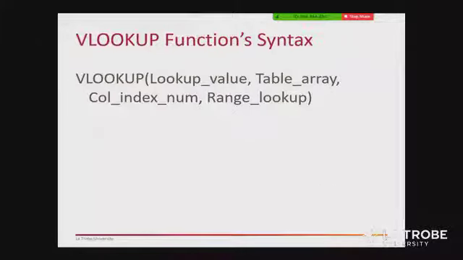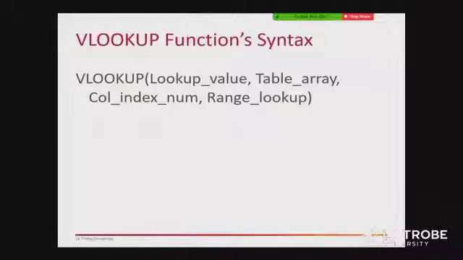The syntax, you wouldn't be sitting here in this class if you hadn't done this 20 times already, so I'll go over it pretty quickly. The lookup value, table array, column index number, and range lookup. So lookup value is the thing you are seeking. It's the thing you are looking for. Table array is the place you are looking in. So look for this thing in this other list.